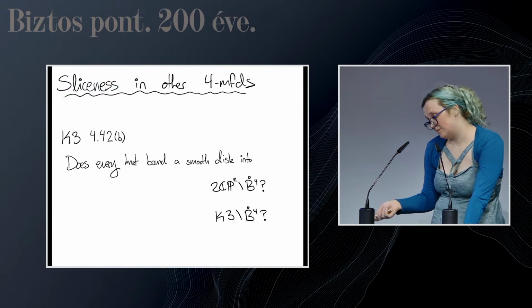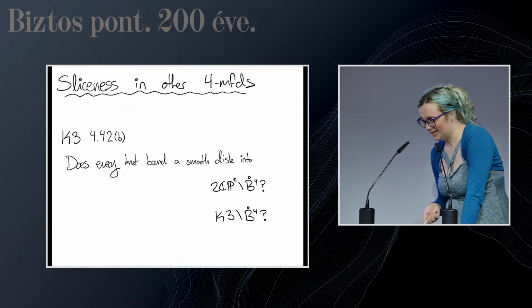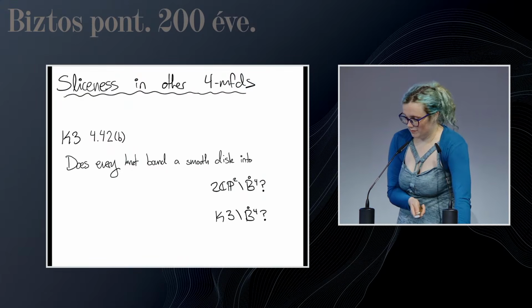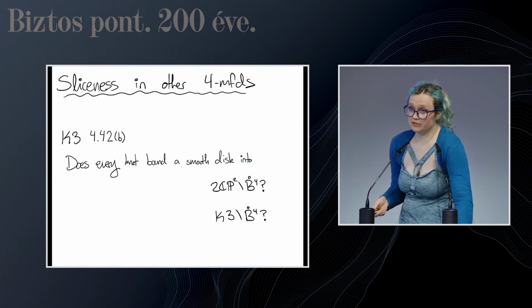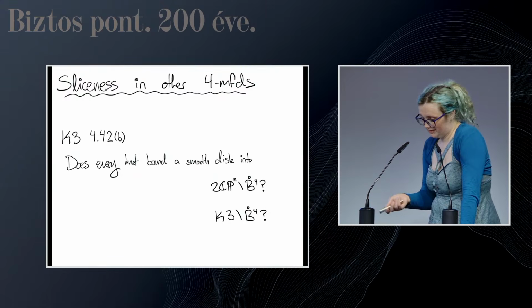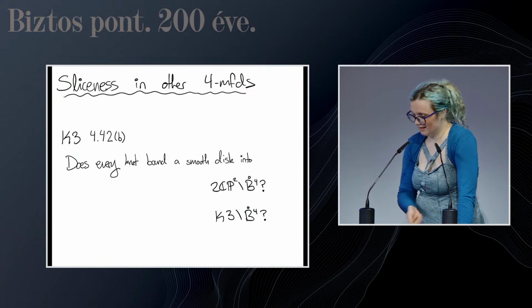I think there's a lot of people thinking about different aspects of this right now. I put a Kirby problem that I like. Does every knot bound a smooth disk into, in particular, how about 2 CP2? Punctured, so they have boundary. How about K3? I know that Andras has thought about these problems quite a bit.